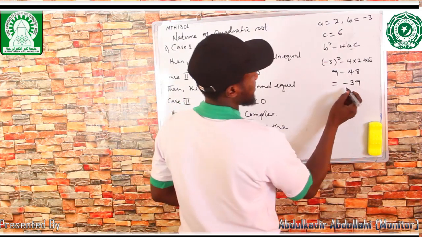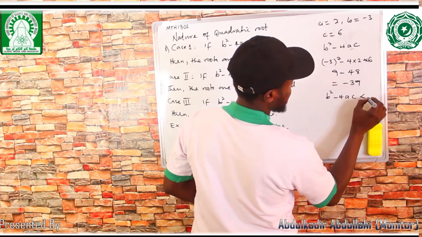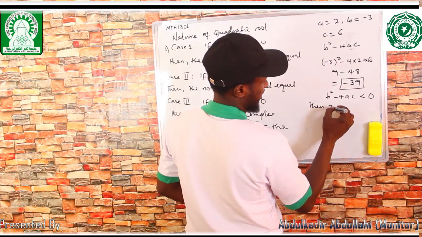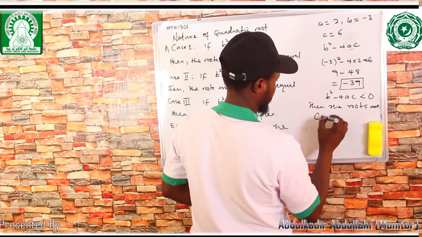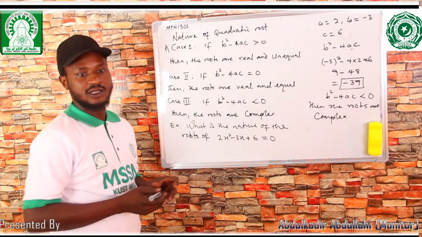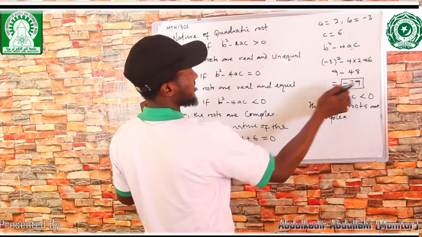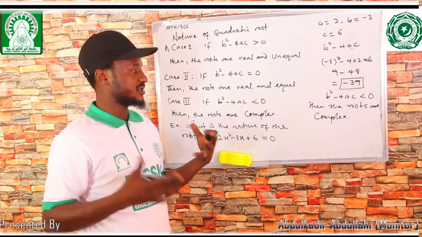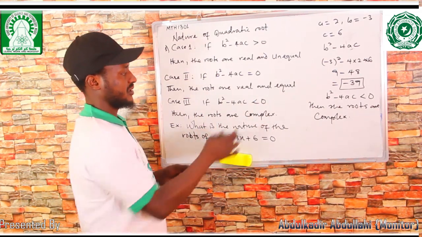So at this point, our discriminant b squared minus 4ac is less than 0 because the answer is negative. So then the roots are complex. This is how to check the nature of quadratic roots. If, for instance, after solving the answer is a positive value, then we can say that the roots are positive. If it is 0 or equal to whatever, then we say the answer is whatever from the cases.